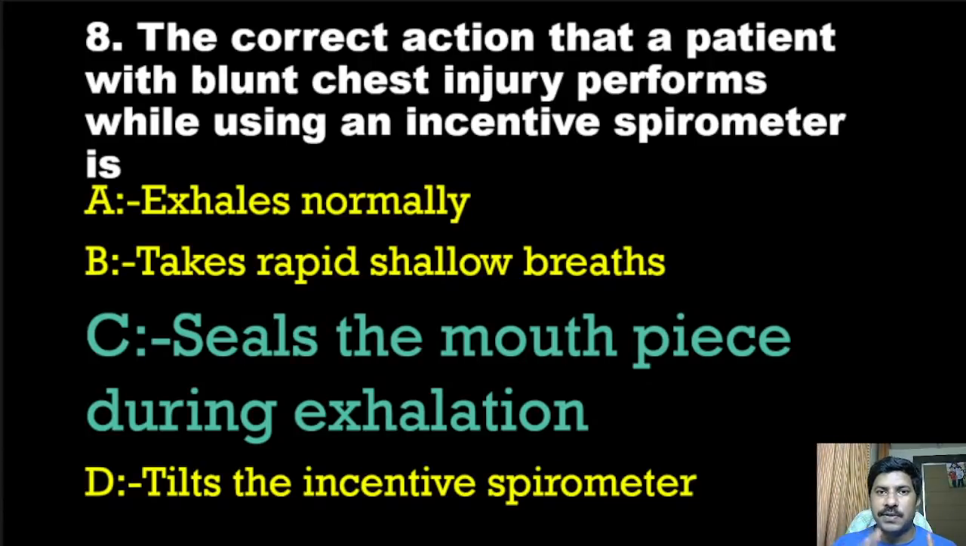So you need to make a target. In the initial days you can keep the target of the first ball, and next you can keep 2 balls, then 3 balls. So there will be a maximum of 3 balls. When 3 balls go up, it means your lung expansion is improved. So one by one you need to keep the target for blunt chest trauma patients, or any other kind of respiratory disorder patients.